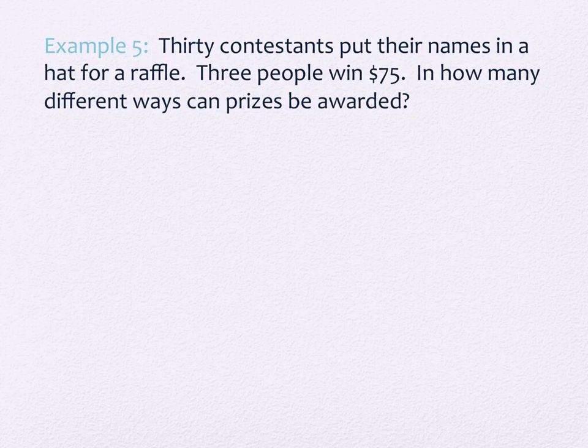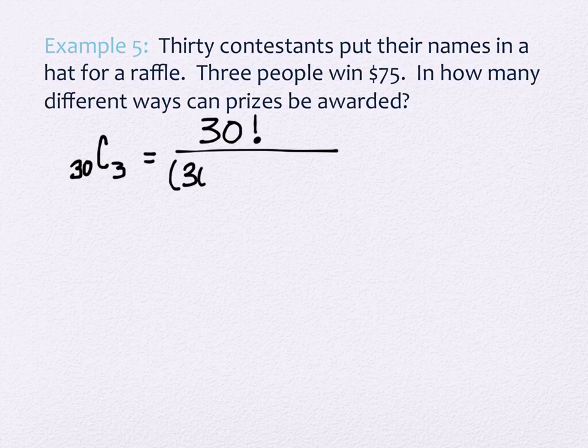So does it matter if you're drawn first or second or third? Not at all. Makes no difference. You get the same prize. So what would this look like? Well, a combination. So this is 30 C 3. C for combination. 30 factorial on top. And I have the same 30 minus 3 on bottom. Same as before, but what else is on bottom? 3 factorial.